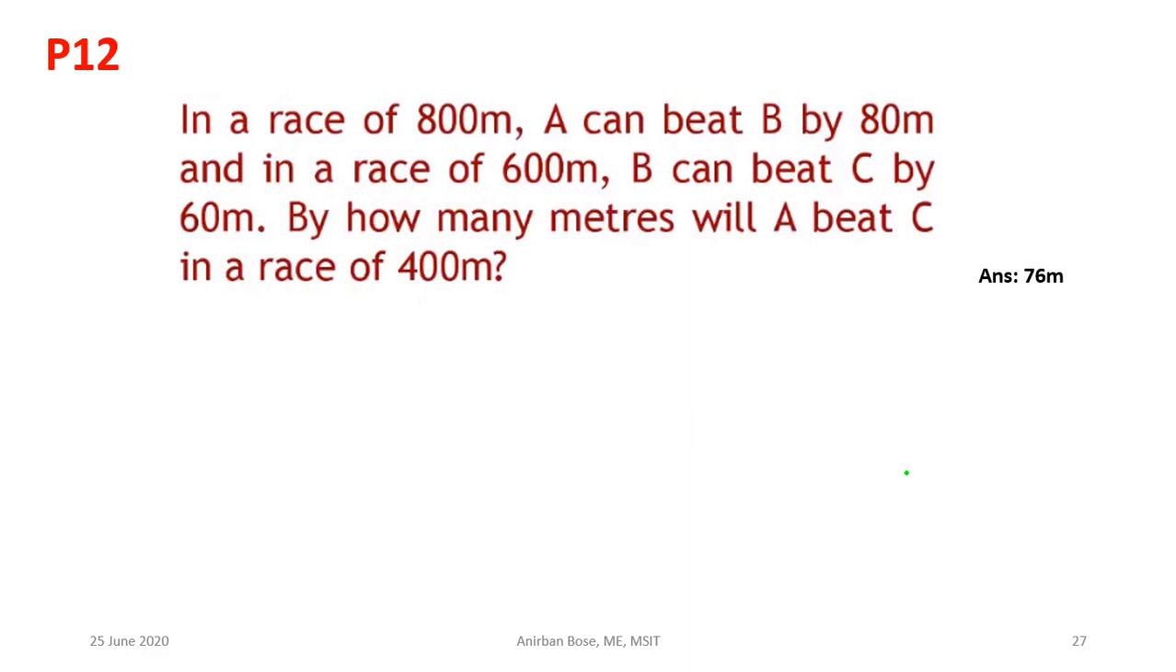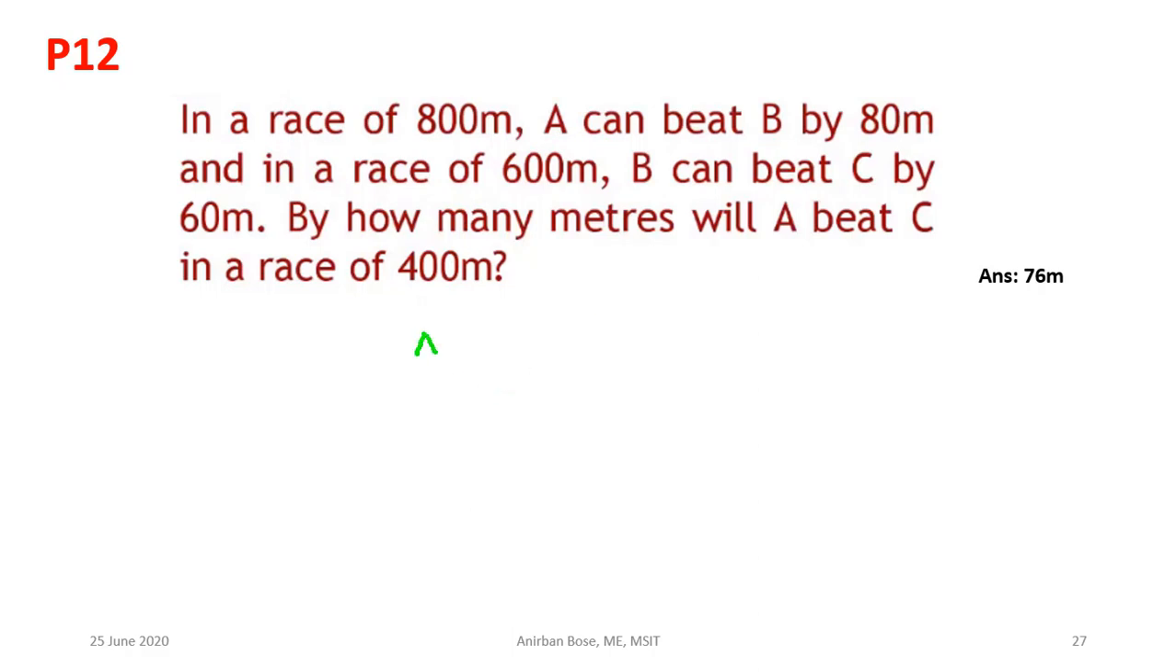In a race of 800 meter, A can beat B by 80 meter, and in a race of 600 meter, B beat C by 60 meter. By how many meters will A beat C in a race of 400 meter? To solve this kind of problem, first try to understand the meaning: A can beat B by 80 meter in a 800 meter race.